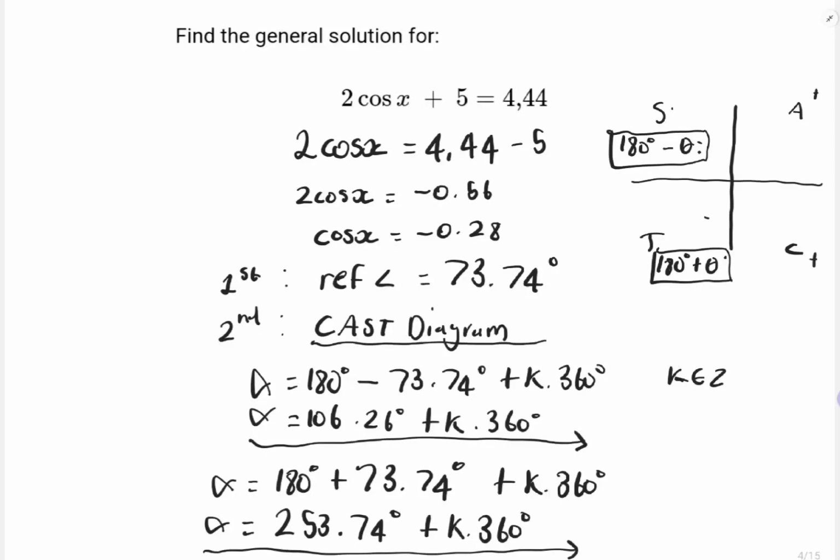Which makes sense because 106 degrees is in, this is 0, 90, 180, 270. 106 is between 90 and 180. So it's in the Sine quadrant indeed. 253.74 is in the Tan quadrant between 180 and 270 degrees, right? And we know, like we established, at the Sine and the Tan quadrants is where cos is going to be negative, which is this cos.